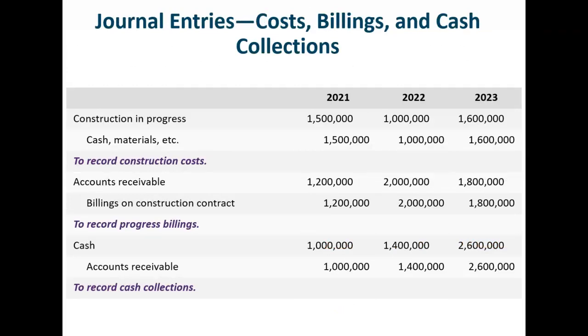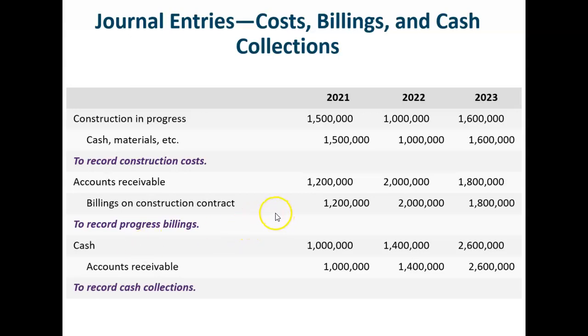Illustration 6-25A in your textbook shows the journal entries required during each year of the contract to record construction costs, billings, and cash collections. Let's look at the accounting for cost of construction and accounts receivable for Harding for this long-term contract. These journal entries are not affected by the timing of revenue recognition.